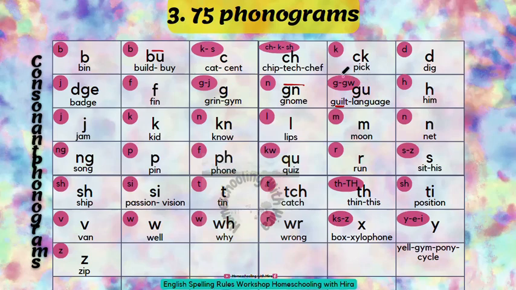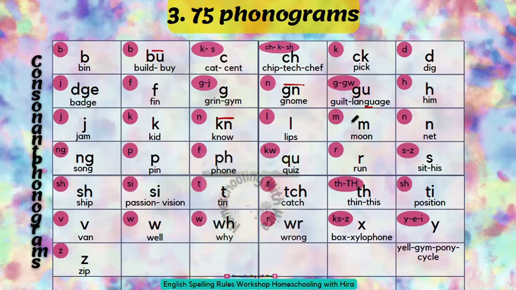GU together say the g sound or gw sound. It's not UI as I have just mentioned, it's GU and BU, right? So GU says g as in guild or gw as in lengua, language. Letter H says h sound, J says j sound, K says k sound. K and N together make a phonogram that says the n sound, as in know.